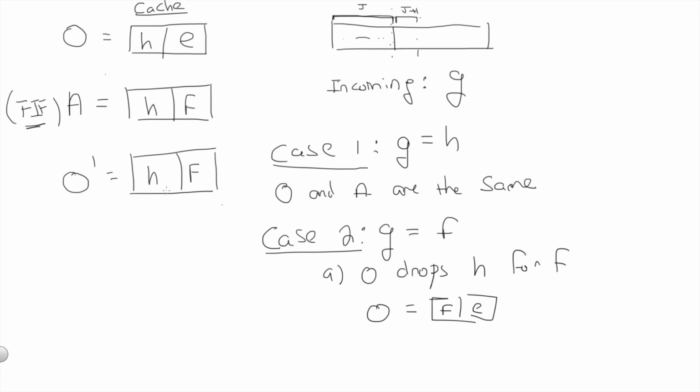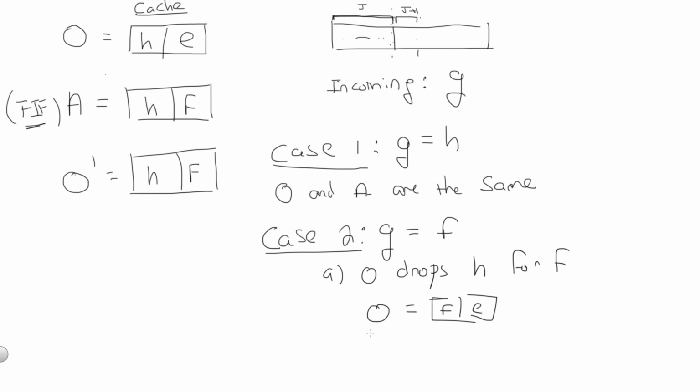And if that happens, we'll have the same cache as O, the same number of cache misses because we both dropped on the j plus 1th, and then we'll just have O prime continue doing whatever O does, and it will remain optimal. So what we're really trying to do is get O prime to match O's cache.